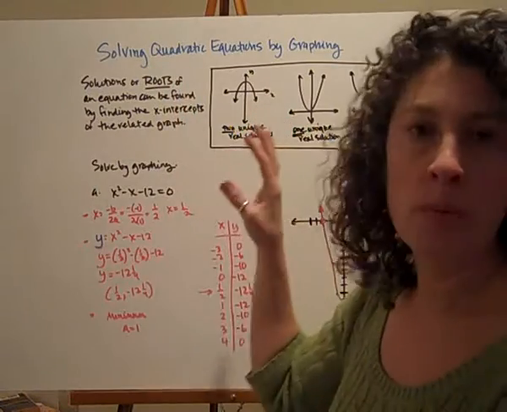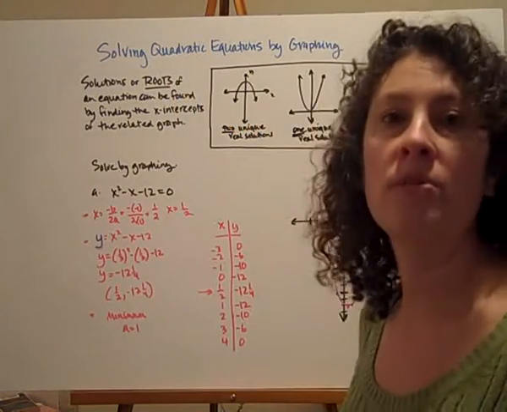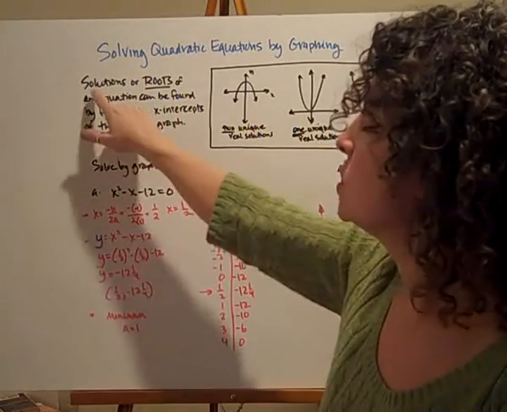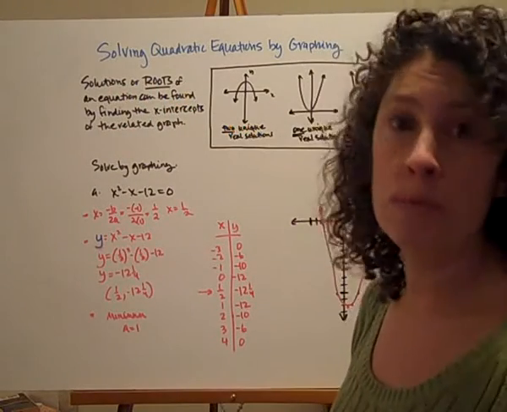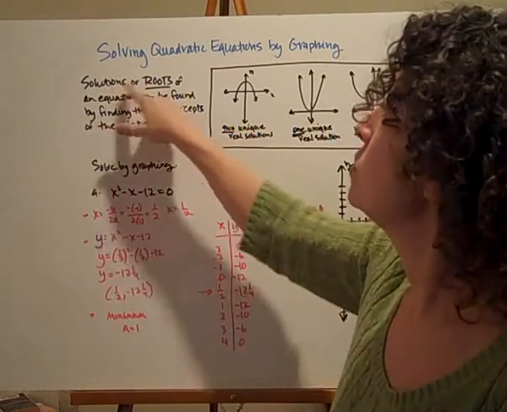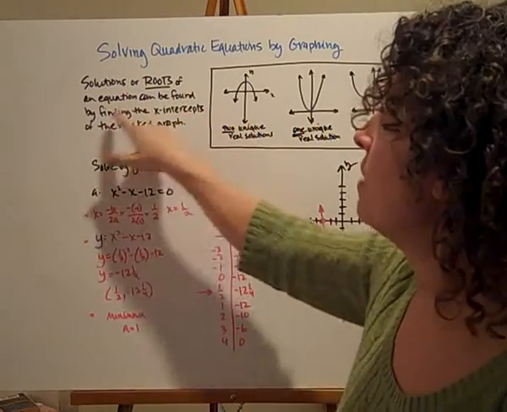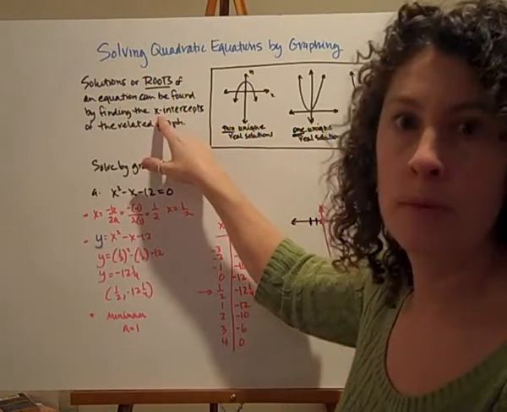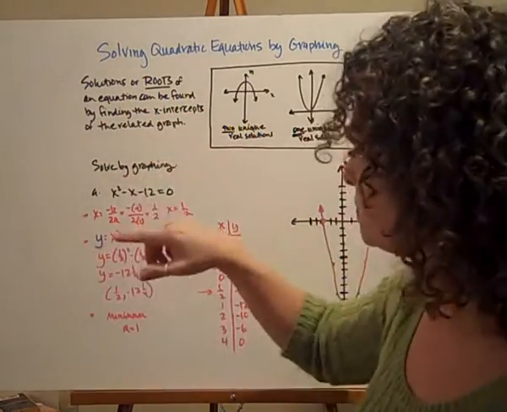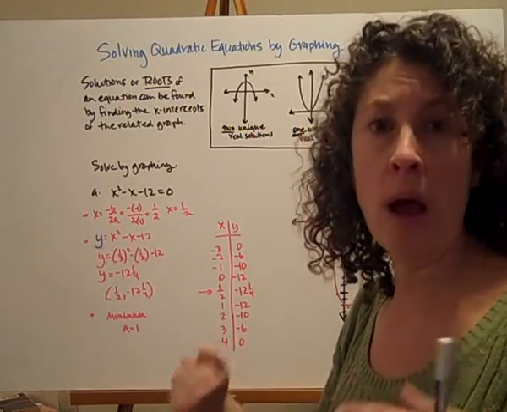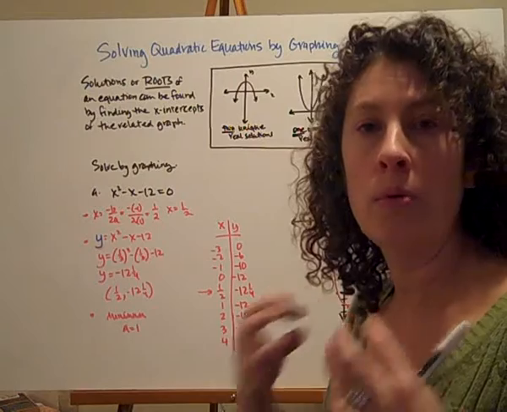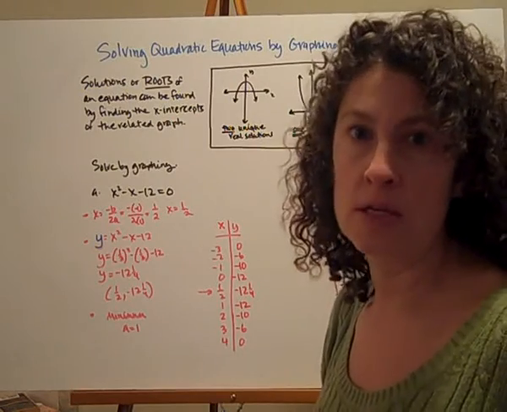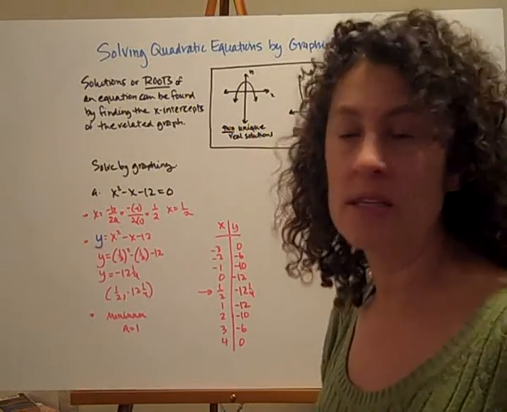The first thing we're going to talk about is, on a graph, where do we find the solutions? The solutions, or roots, that's the other word you'll hear for this, sometimes they're called zeros. The solutions or roots of an equation can be found by finding the x-intercepts of the related graph. So we're looking for where this parabola, for a quadratic in this particular case, crosses the x-axis. Not the y-intercepts, but the x-intercepts.